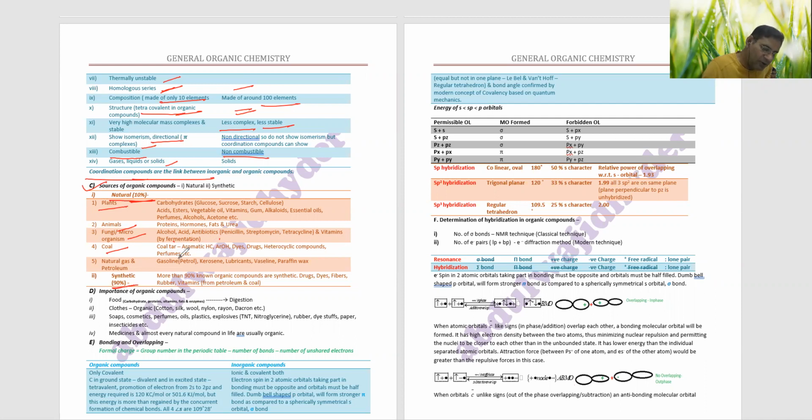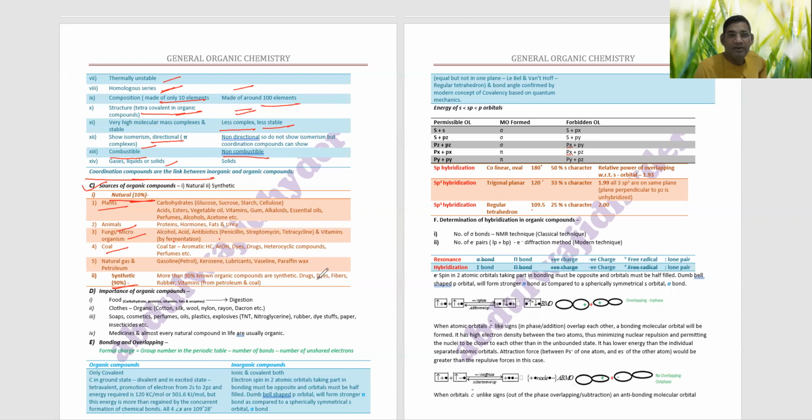In coal tar, there are aromatic hydrocarbons, phenol, dyes, drugs, etc. Many more heterocyclic compounds are also there. Perfumes are also there in coal. From there, you can get all such things. From natural gas and petroleum, we can get gasoline, that is petrol, kerosene, lubricants, vaseline, paraffin wax, etc.